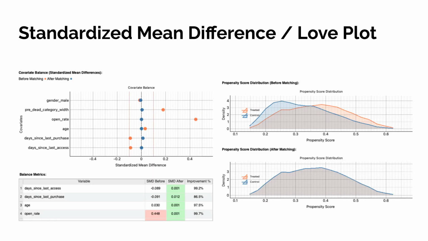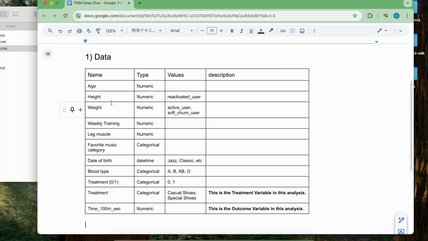Standardized mean difference and love plot are evaluation metrics or visualization methods to check if PSM was performed correctly. Let's review the whole process while actually running PSM and look at the actual results. Let's actually run PSM using the same data as the previous demonstration, as variables representing user characteristics. There are age, height, weight, weekly training amount, leg muscle, favorite music category, date of birth, and blood type. The type of shoes worn is indicated by the treatment variable. The time for a 100-meter run in those shoes is the time 100-meter second variable.